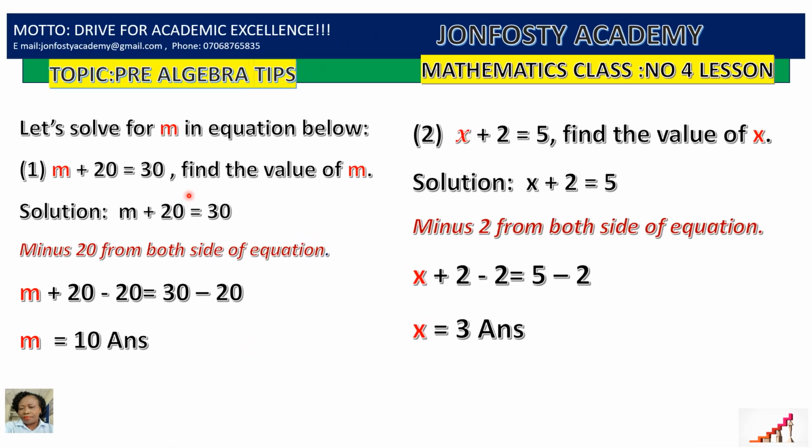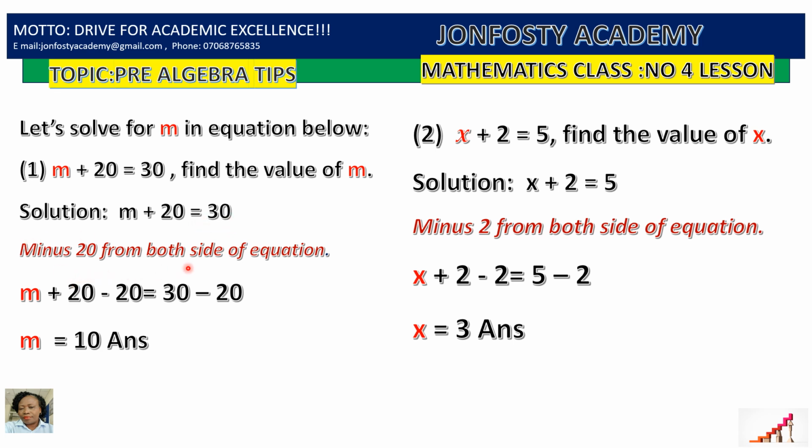Let us solve for m in the equation below. Question number 1. The question says m plus 20 equals 30. Find the value of m. Solution: we rewrite our question as usual. M plus 20 equals 30.